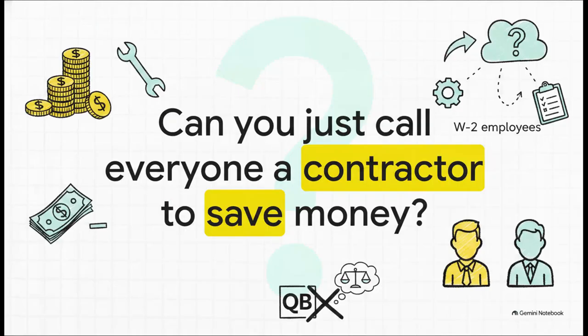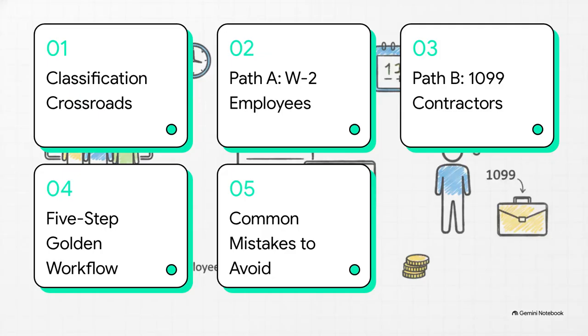Let's get started. Right out of the gate, we need to address a super common and incredibly risky myth. Can you just call everyone a contractor to save money? The short answer, absolutely not. No way. You literally cannot just classify someone as a 1099 worker simply because it's cheaper or because you want to skip out on the payroll paperwork. As we're going to see, worker classification is based on actual facts of the relationship, not just what's easiest to click on in QuickBooks.